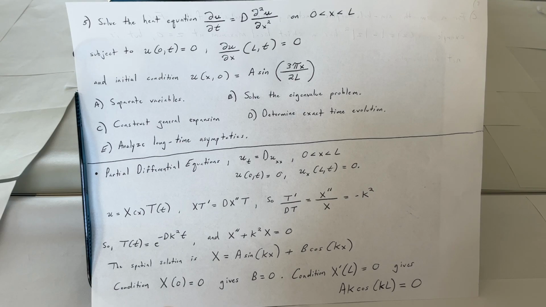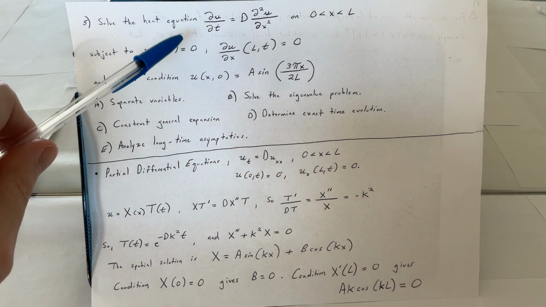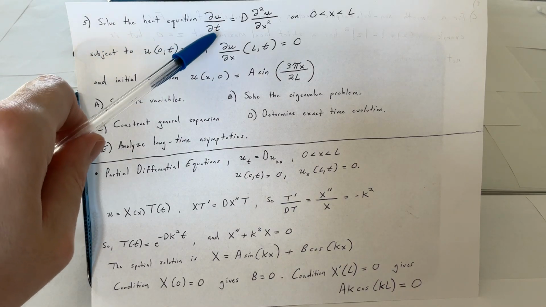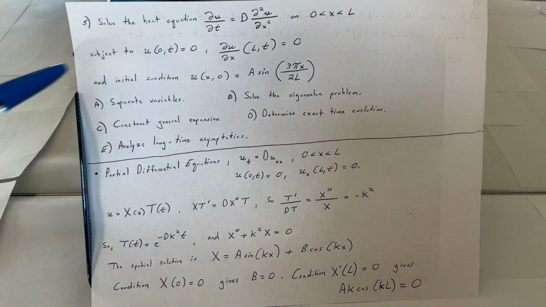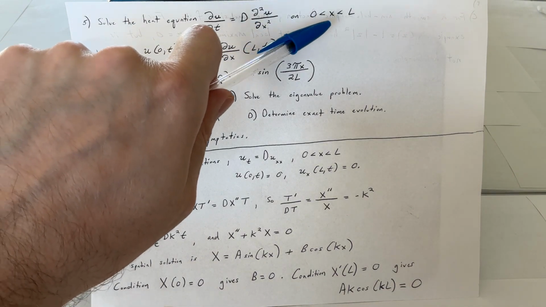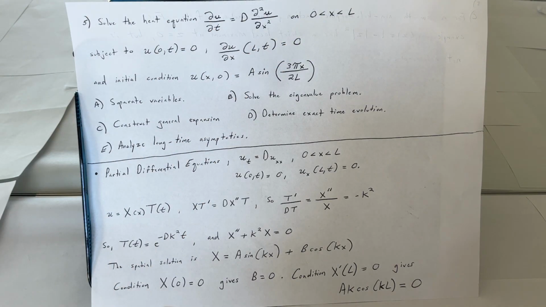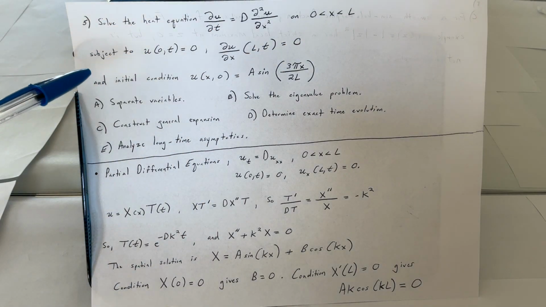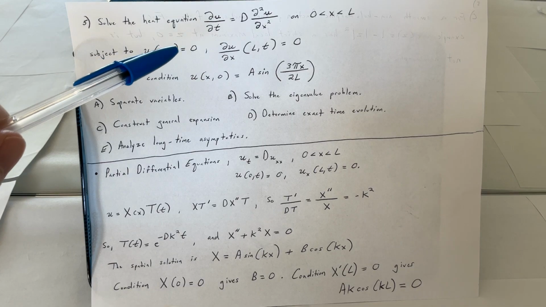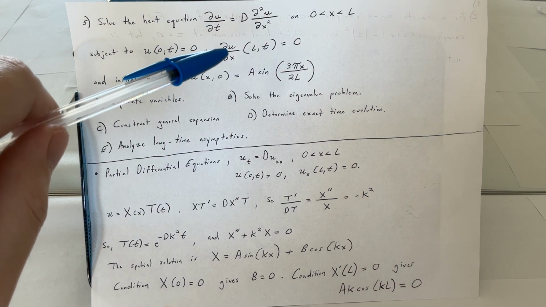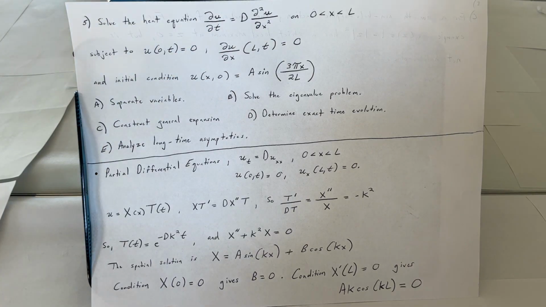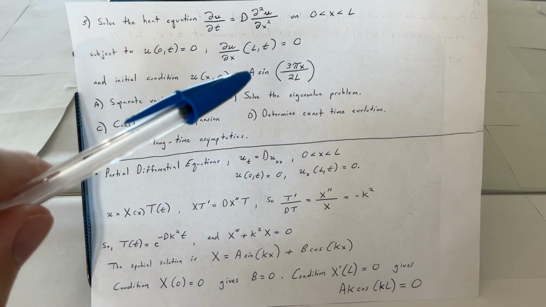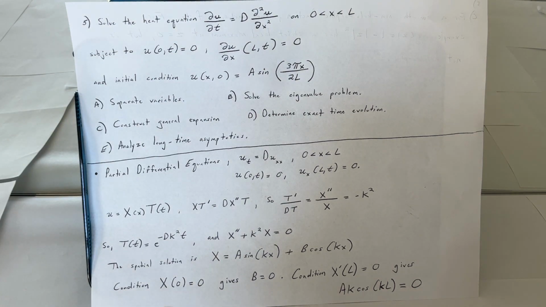So, mathematical methods in physics, part 3, practice final exam, picking up here with number 5. Solve the heat equation: the partial derivative of u with respect to t equals D times the second partial derivative of u with respect to x, on the interval 0 < x < L, subject to u(0,t) = 0 and the partial derivative of u with respect to x at (L,t) equals 0. Initial condition: u(x,0) = A sin(3πx/2L).